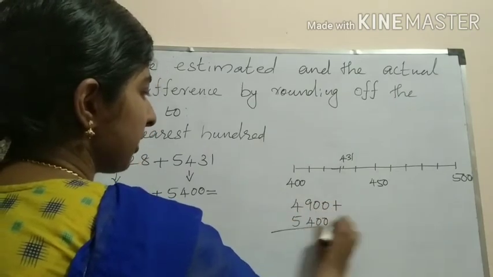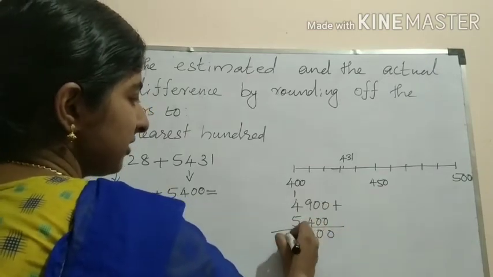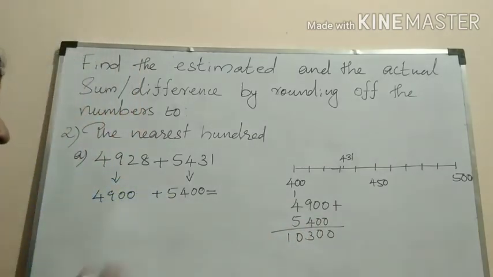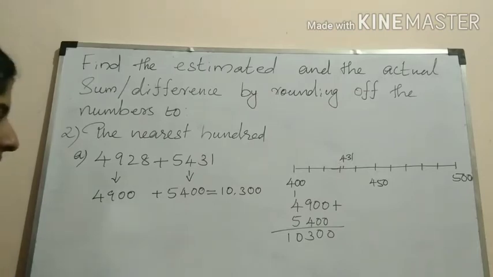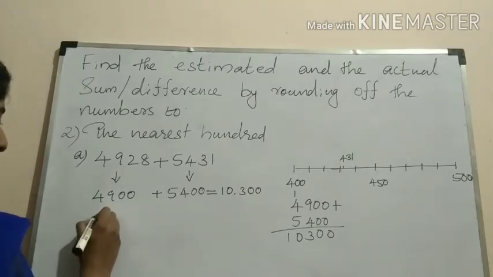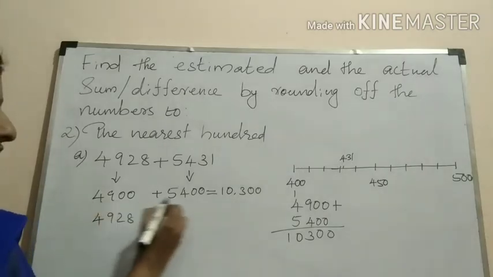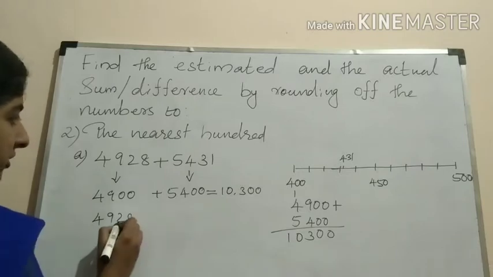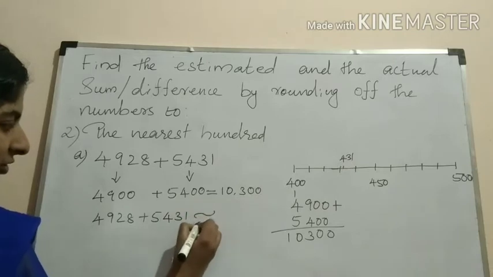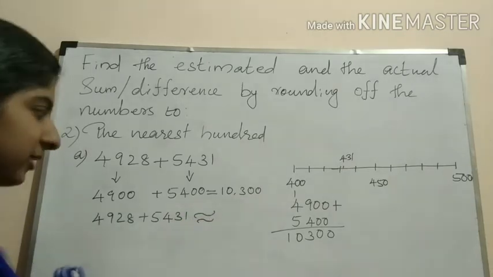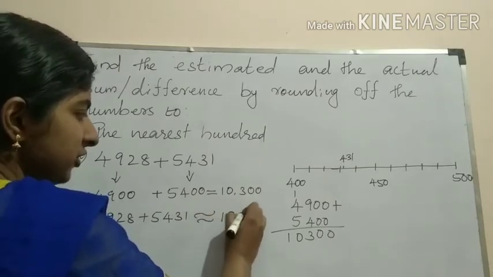5400 is equal to 10,300. This is the estimated value. Then 4928 plus 5431 approximately equals 10,300.